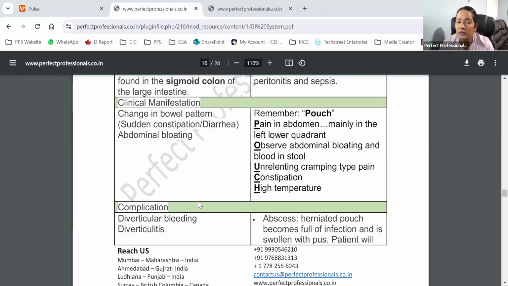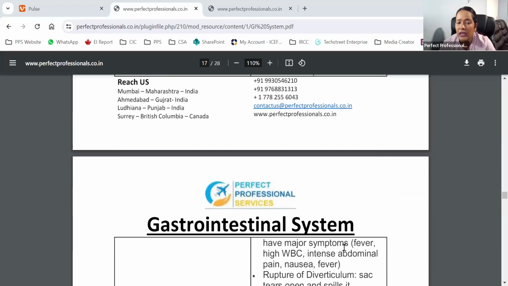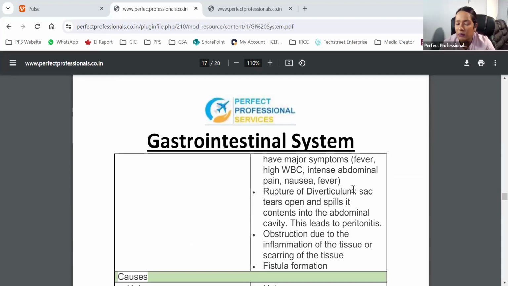Now what are the complications of this problem? Diverticular bleeding will be there. For diverticulosis there can be diverticulitis also. After diverticulitis, there can be an abscess, where the herniated pouch becomes full of infection and is swollen with pus. Patient will have major symptoms: fever, high WBC count, intense abdominal pain, nausea, vomiting. Rupture of the diverticulum: when it ruptures, the sac tears open and spills its contents into the abdomen, leading to peritonitis. Obstruction due to inflammation or scarring of the tissue can occur.